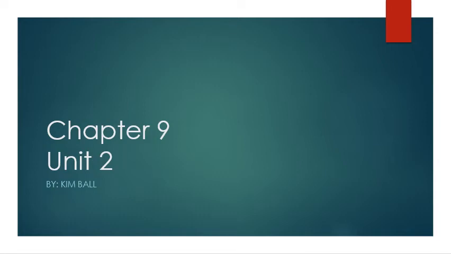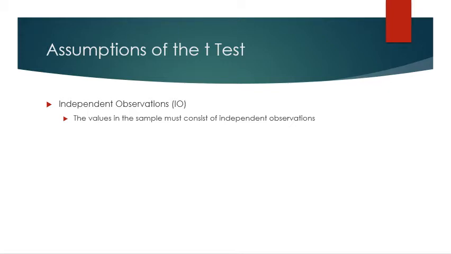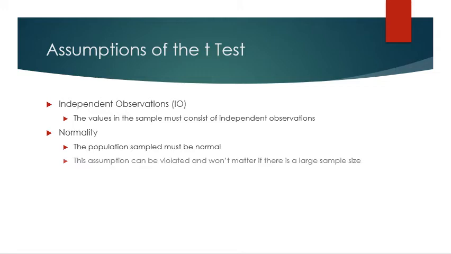Chapter 9, Unit 2. Let's talk about assumptions of the t-test. You're going to have independent observations. Again, the values in the sample must consist of independent observations. This is the same as a z-test. And you must have normality. The population sampled must be normal, same as a z-test.